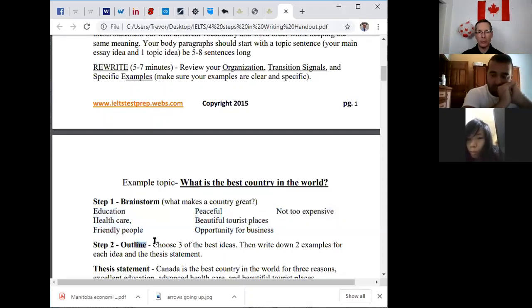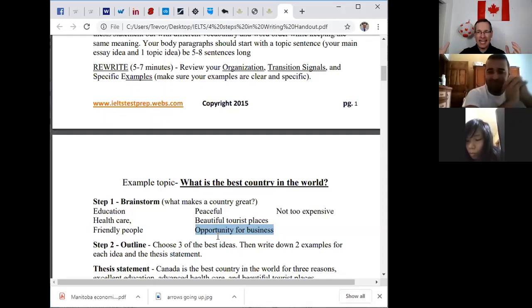Then I want to choose the 3 best ideas. So let me give you an example. Maybe I think opportunity for business is a great idea, but then my mind goes blank during the test and I'm thinking, what do I write about? I don't know what to say. In that case, it's no longer a best idea.